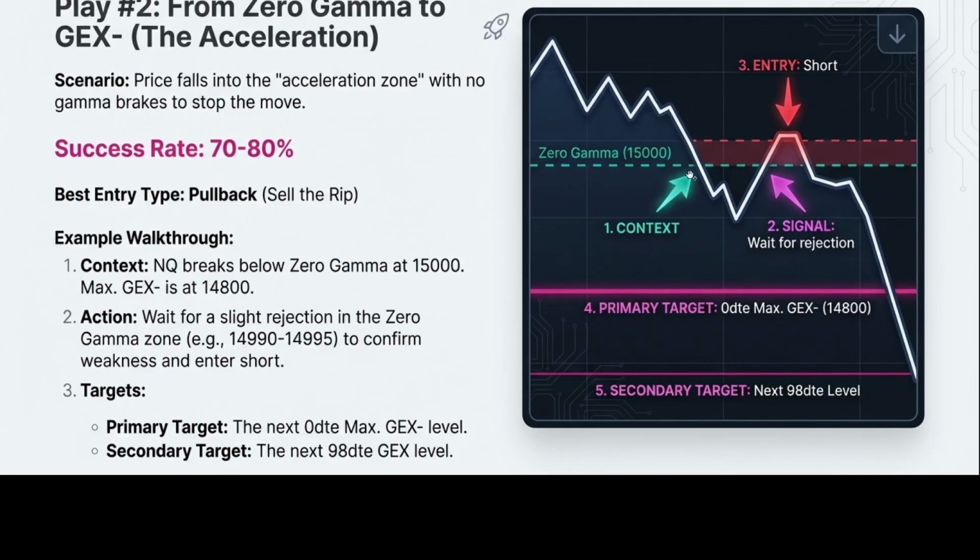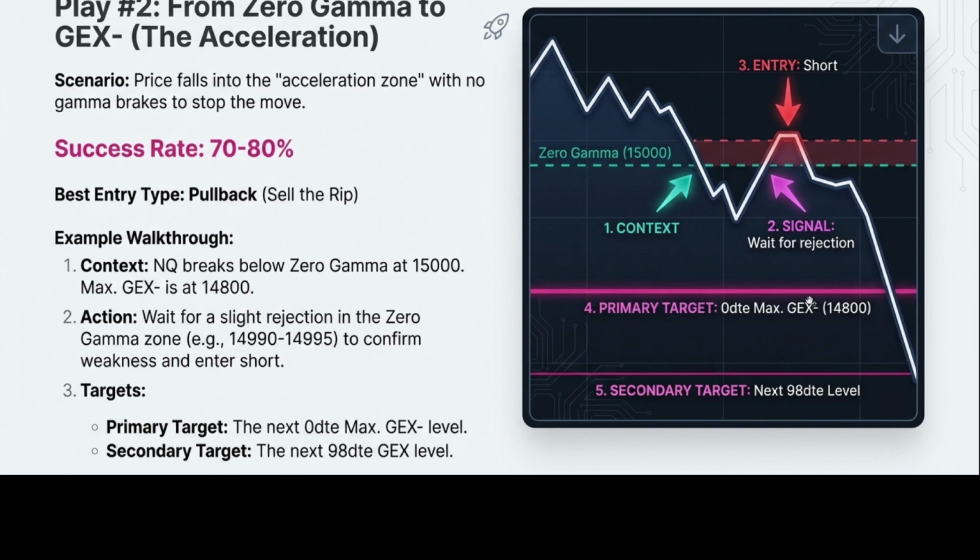In this case, sell the rip: when price breaks down the zero gamma and makes a little pullback to the zero gamma, you can take a position here when you see any other confluence information, as I explained in play 1. For example, here NQ breaks below the zero gamma at 15,000 price. This is for NQ.